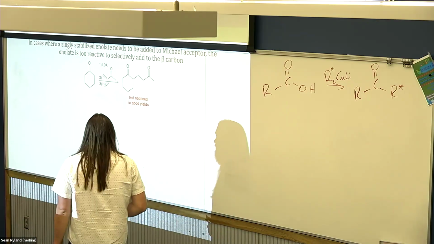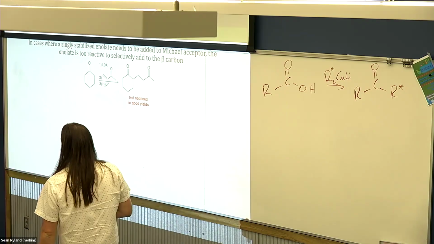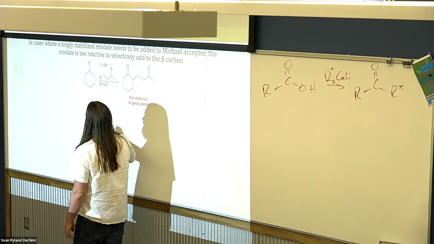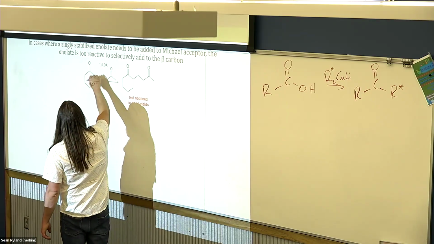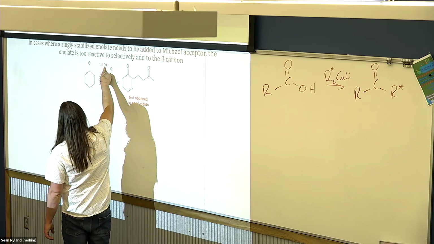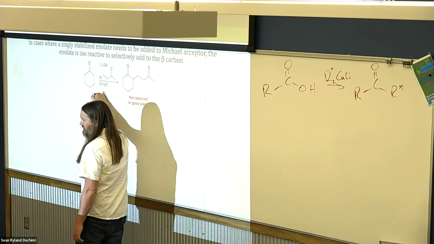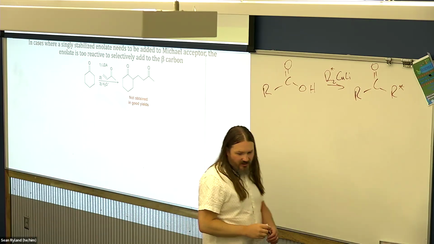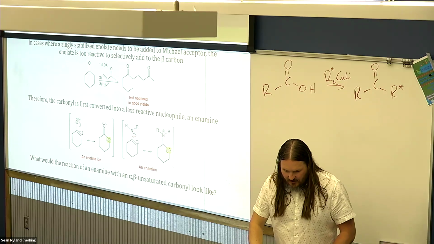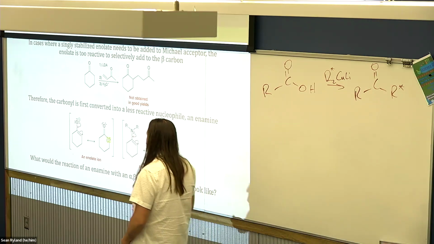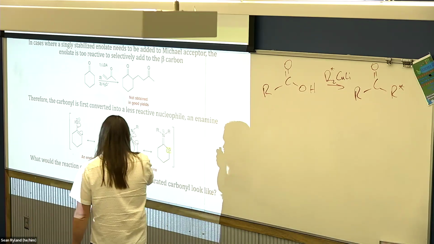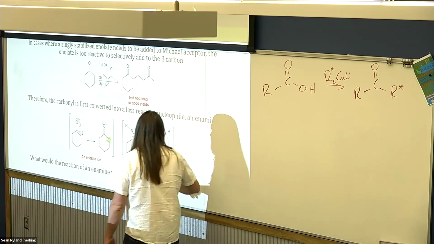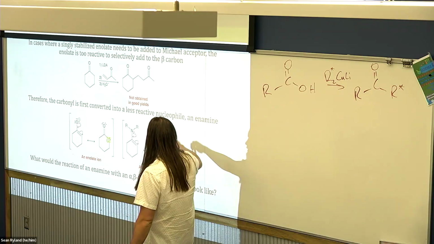There are a few cases where even the enolate is going to be too reactive, so we need something even less reactive than the enolates. So if it's not a doubly stabilized enolate, we can't just go through this process. We need a different synthesis. If it's a singly stabilized enolate, we can't just use the Michael reaction. So first we convert the carbonyl into a less reactive nucleophile, an enamine.